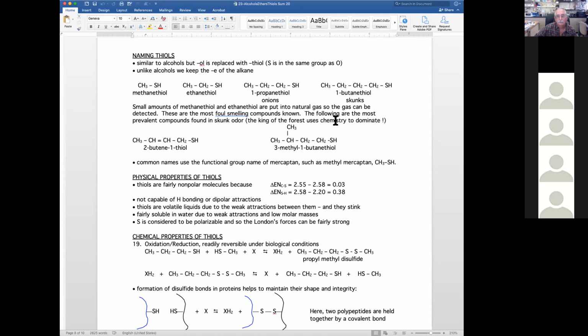So here's a couple more that are found in skunks. Notice that this has a thiol and it's also an alkene. So how do you handle naming a compound that has more than one functional group? Well, it becomes a little bit complex. That's why I'm not going to ask you to do it. Also found in skunks. The common names were simply called a mercaptan. So this would be called methyl mercaptan, instead of methyl alcohol, methyl mercaptan.